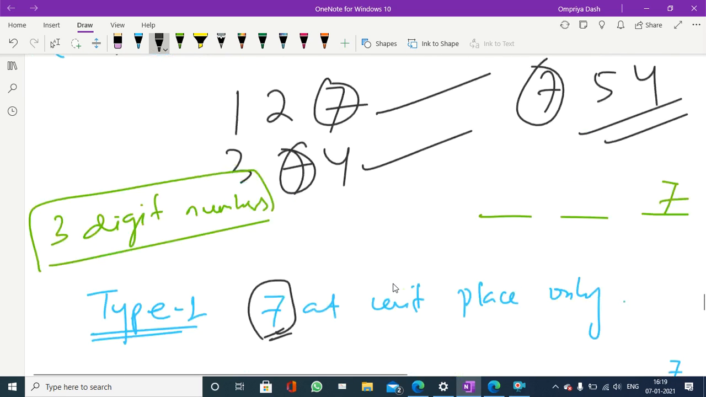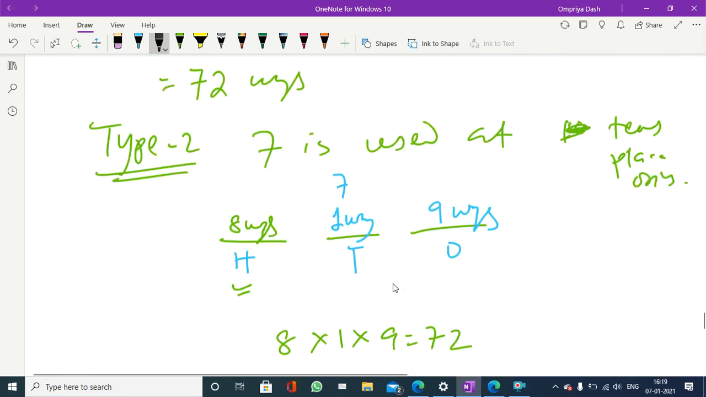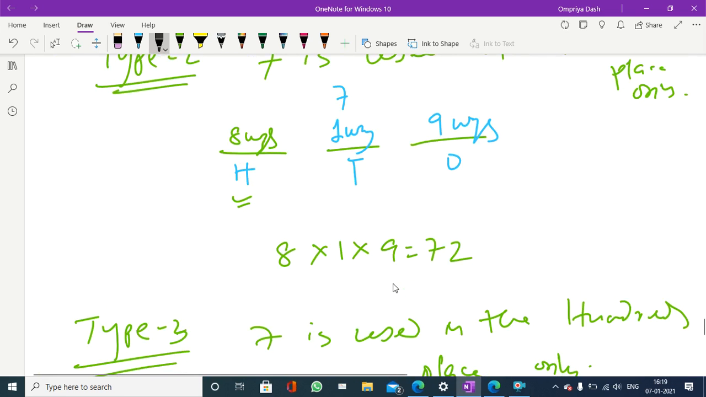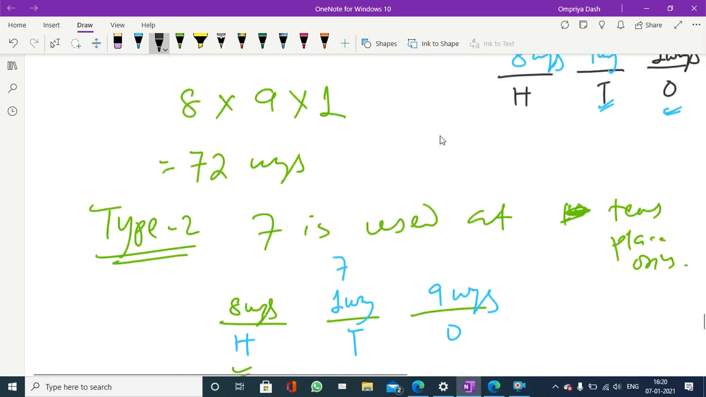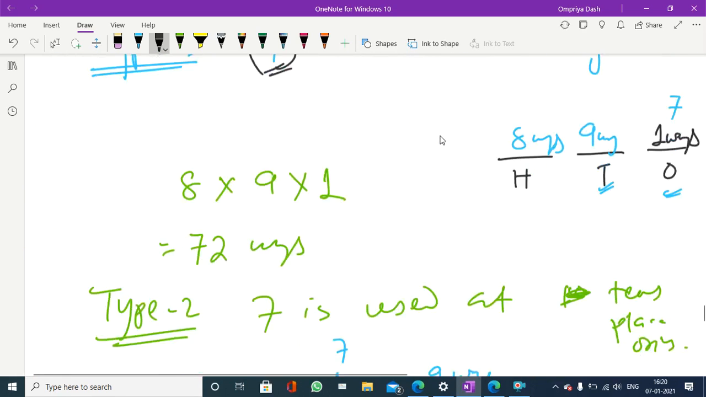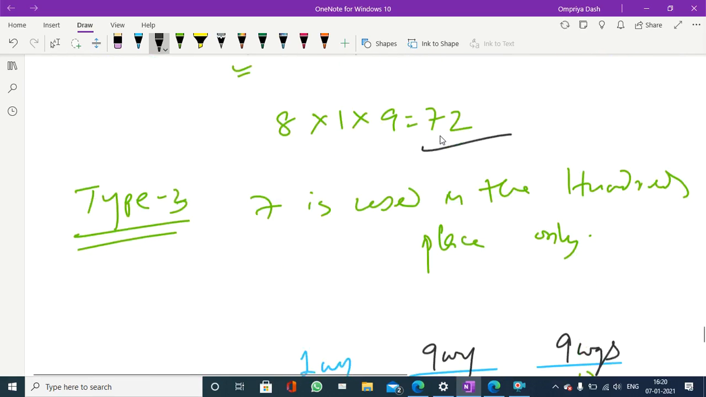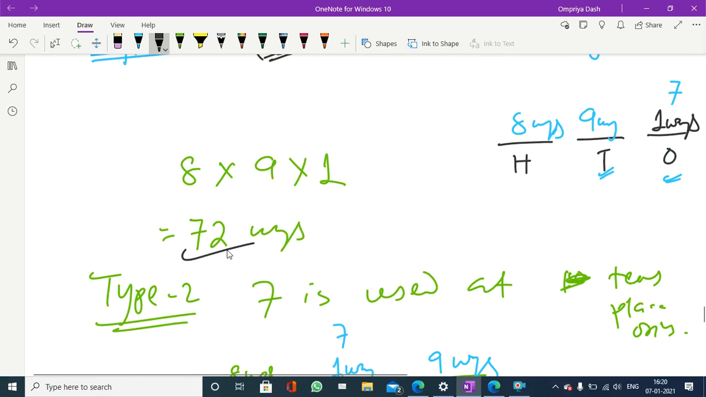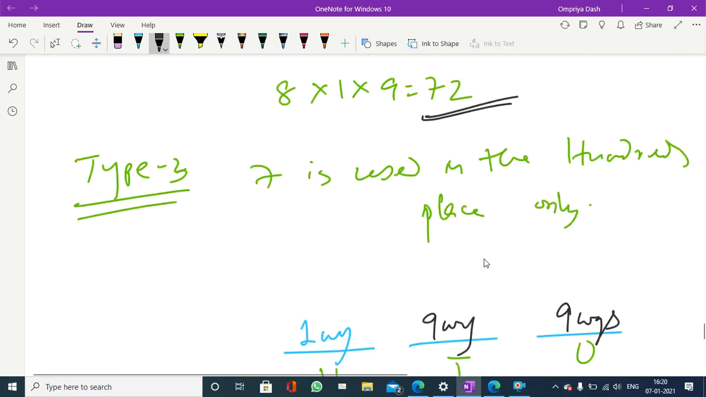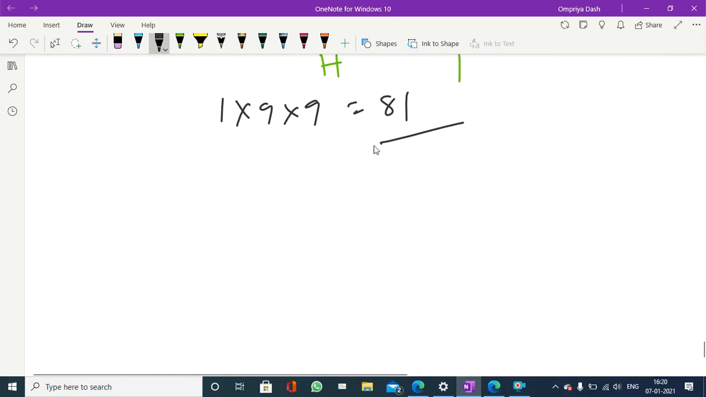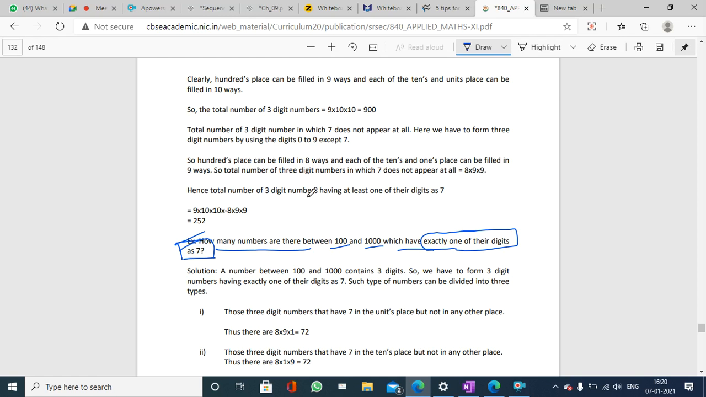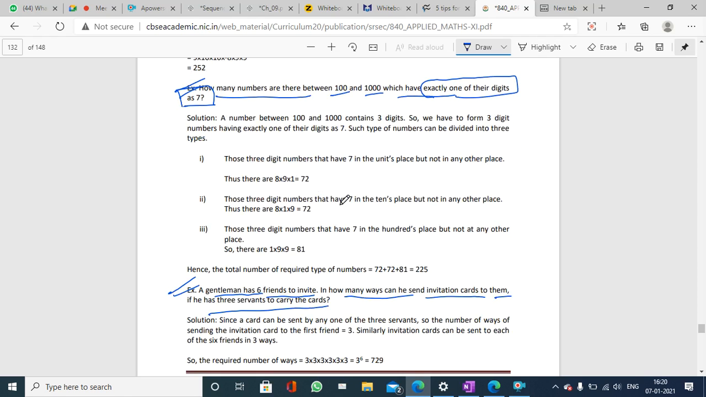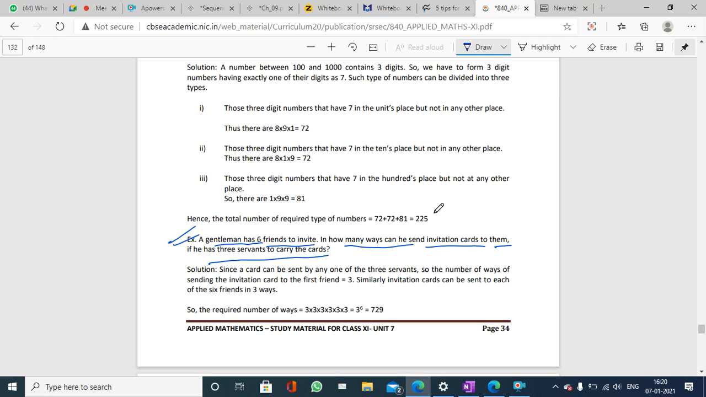So in total, how many such numbers can you form where 7 is there exactly once? 72 plus 72 plus 81. You get it? So the total is 225.